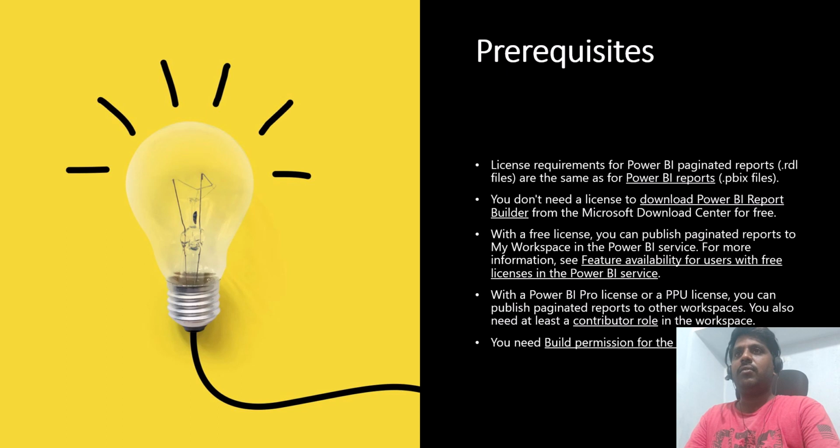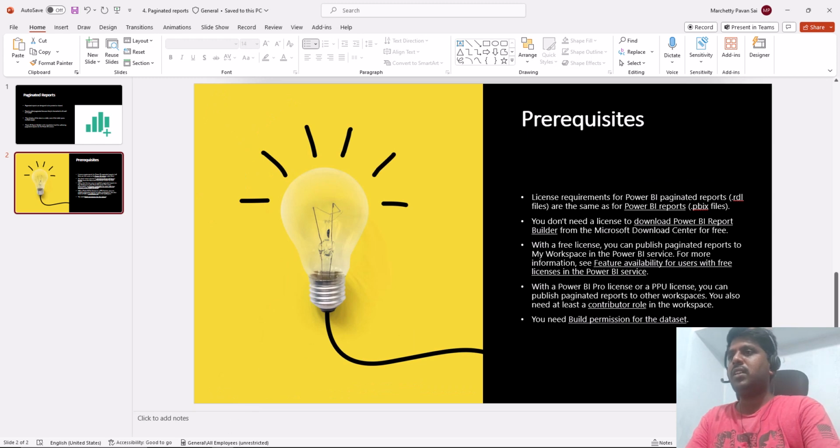And with a Power BI Pro license or PPU license we can publish paginated reports to other workspaces also. At least we must have the contributor role for the workspace, and we need to have the build permission for the datasets in order to access them. So these are a few prerequisites and basic information about paginated reports.